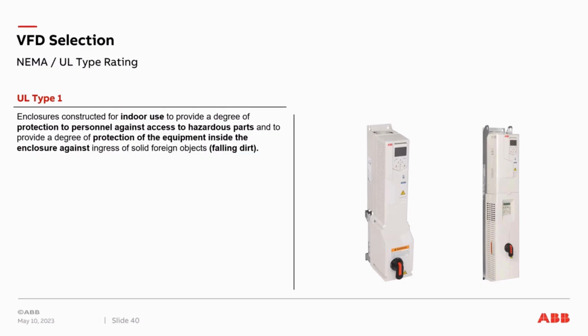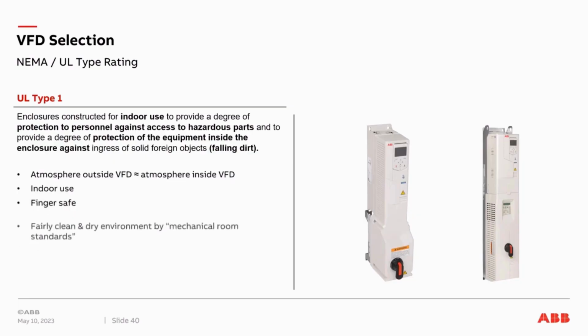So let's talk about a UL Type 1, which is the same as a NEMA Type 1, but we're going to talk about ULs. ABB drives are UL rated. A UL Type 1 is for indoor use, and it provides a degree of protection against access to hazardous parts, and a degree of protection of the equipment inside the enclosure against the ingress of solid foreign objects. Basically, in a UL Type 1 enclosure, the atmosphere inside is equal to the atmosphere outside.